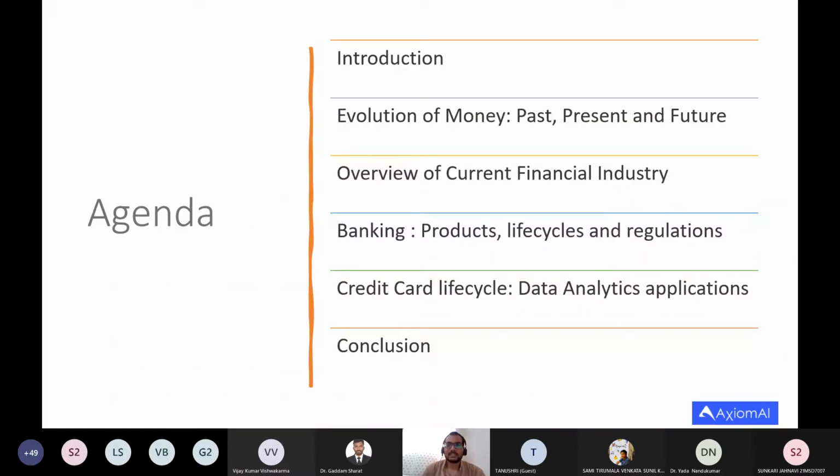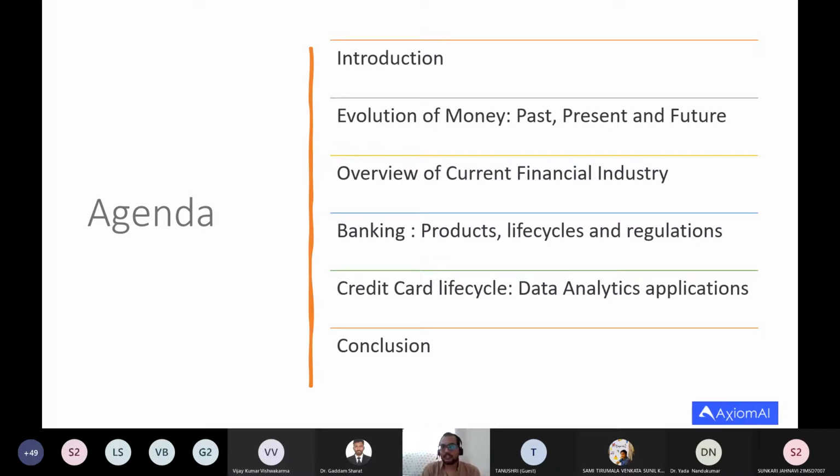All right. So the agenda for today would be just an introduction of finance, and then let's understand the evolution of money, like how it has grown, how it became formed to what it is in the current day, why it is a driving force in our daily lives. Again, it's a brief session.